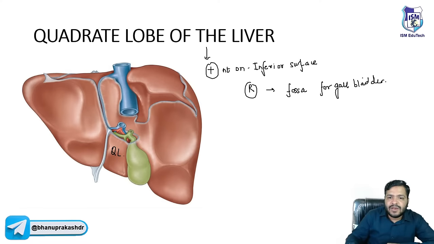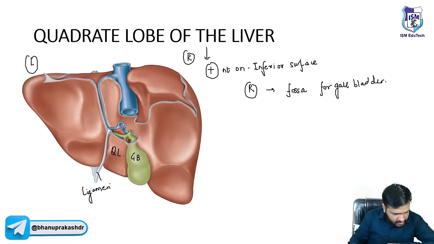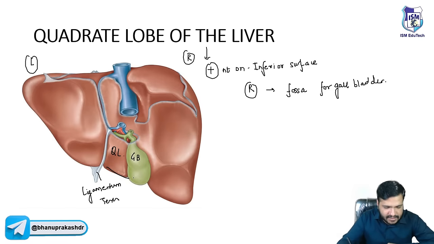Usman, yes. Tell me, what is present on the left? On the left, ligamentum teres. Beta, this is the right side, and this is the left side. On the right side we will see the gallbladder fossa, and this will be the ligamentum teres, right? Ligamentum teres. And what is present below? Tell me below. Nobody has told me below. What is present below?